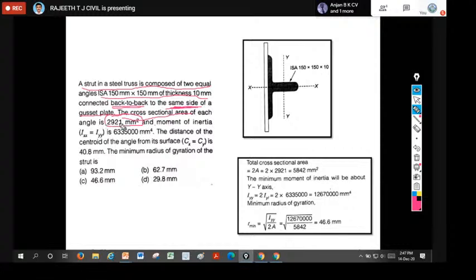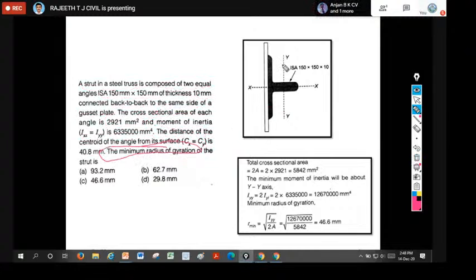Sometimes we don't know the cross-sectional area. In actual studies in BE or BTech, we refer to steel tables for the area of angle sections. If it is given in the examination, they will definitely provide the area information. Moment of inertia is also given here as 6335000 millimeter to the power 4, Ixx equal to Iyy. The distance of the centroid of the angle from the outside surface, Cx and Cy, is also given, that is 40.8. Then we should calculate the minimum radius of gyration.